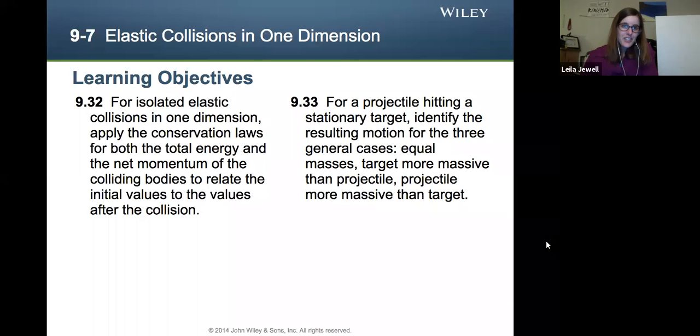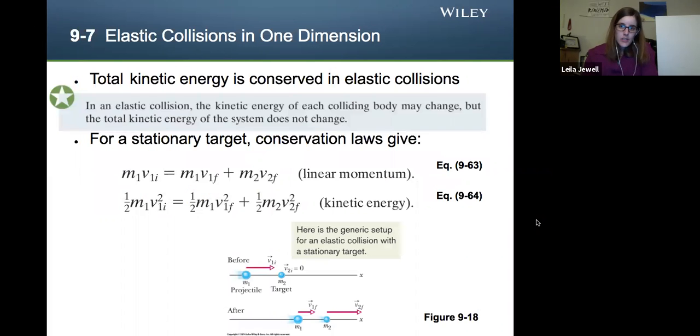Okay, elastic collisions in one dimension. So this is getting into more specific subcases of that general conservation of momentum. The key difference with elastic collisions is that the kinetic energy is conserved. So the kinetic energy of each colliding body may change in an elastic collision, but the total kinetic energy of the system does not change.